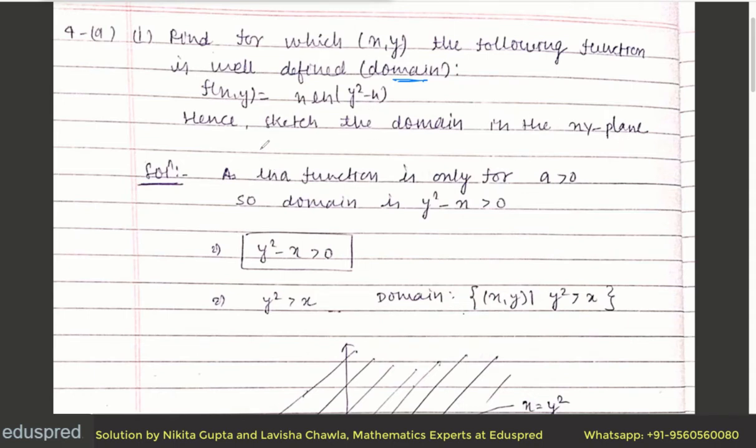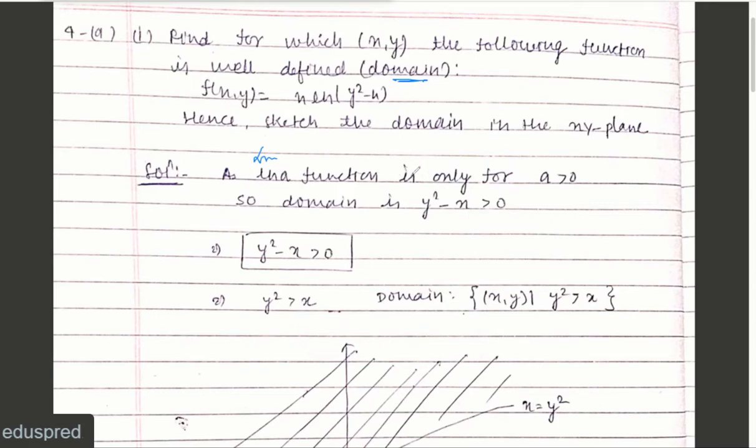Now ln, or natural log, is a function only for a > 0. That means this value has to be greater than 0, which means your domain is y² − x should be greater than 0, or y² should be greater than x. So you have the domain (x, y) such that y² is greater than x.